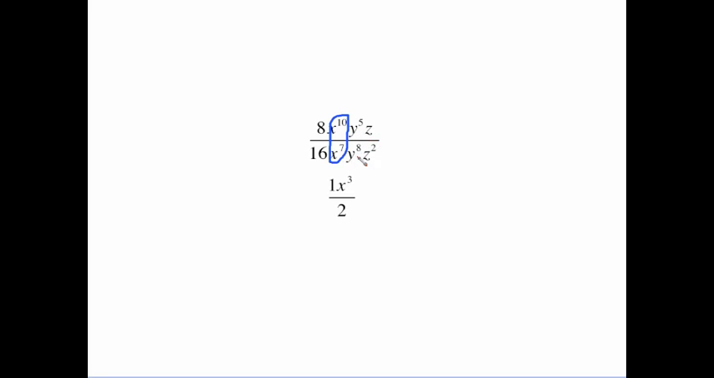Look at the y's. There are more y's in the bottom, so that when we subtract 5 from 8, we're going to have a y to the 3rd in the bottom. For the z's, z is the same as z to the 1st, so that means there are more z's in the bottom. Our answer for the z will be in the bottom, and when we subtract 1 from 2, we get z to the 1st. So that's monomial over monomial.